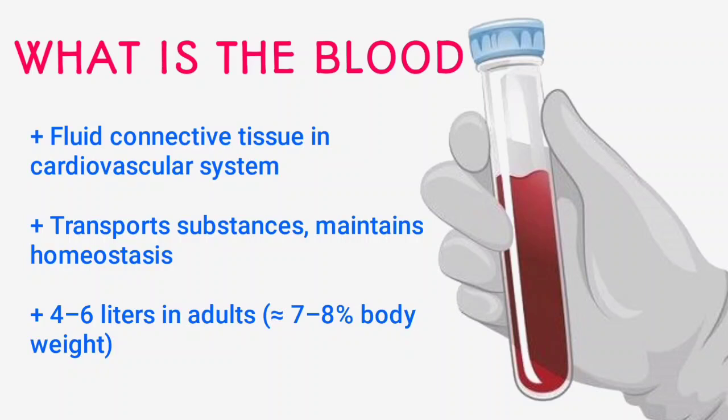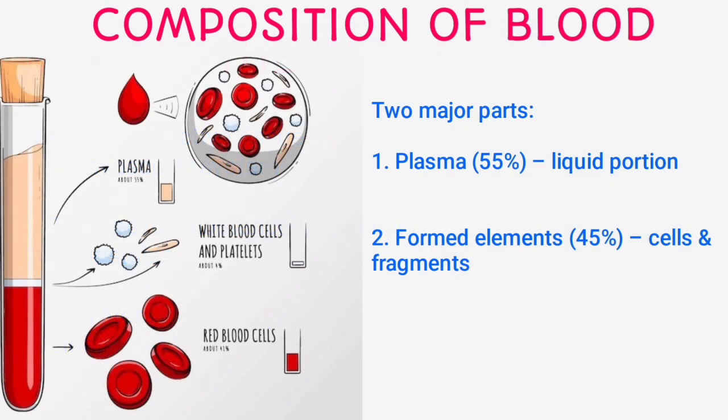The blood is a fluid connective tissue that circulates through the cardiovascular system. It carries substances to and fro the cells of the body, helping them maintain homeostasis. An average adult has about 4 to 6 liters of blood, which makes up about 7 to 8% of body weight. The blood is composed of two major parts: the plasma, which is the liquid portion, and the formed elements, which is the cellular component.